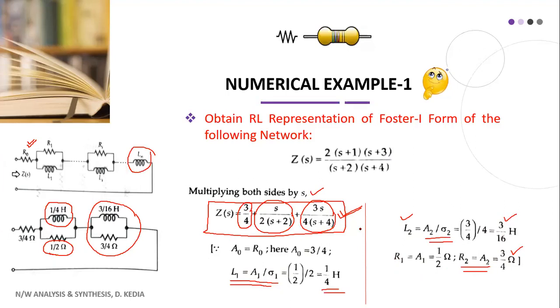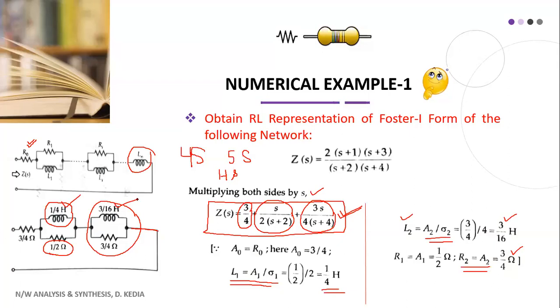So if you look at this carefully, we do not have any component with the value, say, 4s or 5s, or of the form hs. We do not have any such component, which means that component is missing. Missing means you have a short. So we have only three branches here: resistance, then this second one, a combination of R and L, and similarly this one. So this is your RL representation of Foster 1 form of the network.